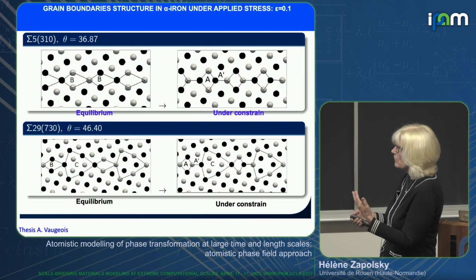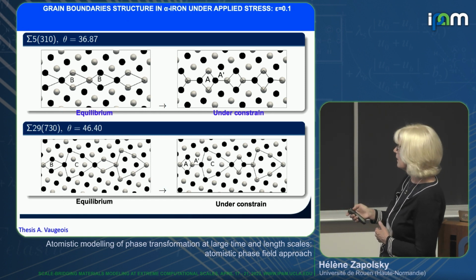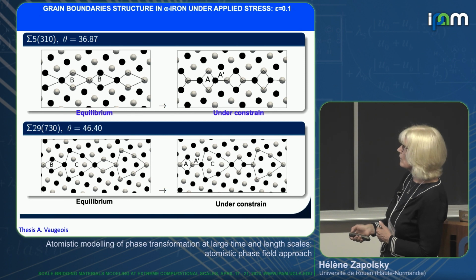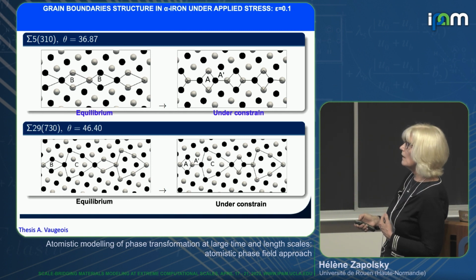I suppose the interaction with the dislocation will be very different, and of course the energy of this grain boundary will change. For example, for this kind of grain boundary, 46, a Σ29 grain boundary, we can see that the different elements of the grain boundary will have a different reaction. For example, in this case, the C structure will not change approximately, while B will change and transform to what we call the A structure.